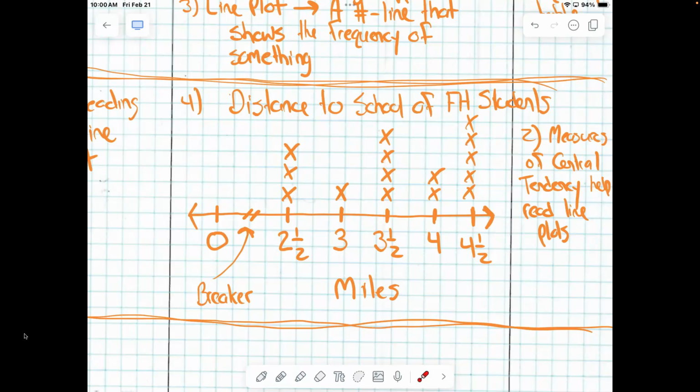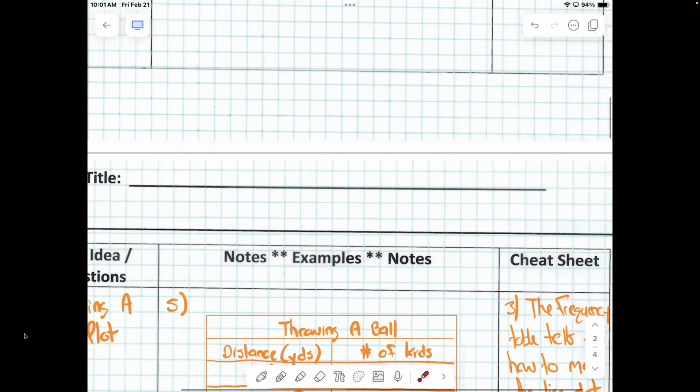You're probably not going to have to make any number lines or line plots with breakers, but you need to know how to read them if you see them, okay? I'm not going to make you use breakers. Not yet, anyways. All right.